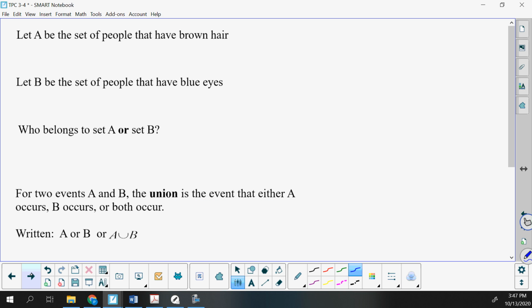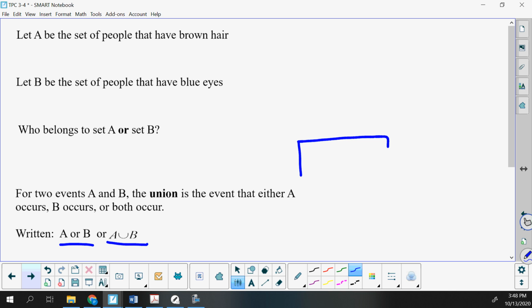Down on the bottom, if we wanted to look at people who belong to set A or set B, that is called the union. So if you are in at least one of them, you could be in both, but you got to be in at least one, we call that the union. The notation for the union is a U, or you might just see "or" used as well. Now, union, it looks like a U, so it's a little easier to remember.